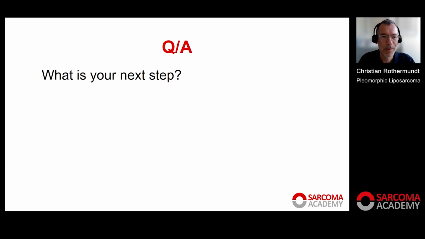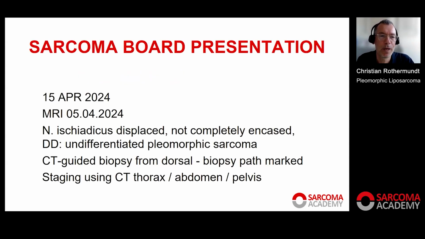So I'm going to proceed with my case. We actually present all these patients to our sarcoma board. So the MRI was presented. Again, there was a discussion about the sciatic nerve, which is displaced, but not completely encased. Our radiologist said he thinks it's an undifferentiated pleomorphic sarcoma, and we planned a CT-guided biopsy. The biopsy path was marked, and we decided to perform a staging CT scan, but also abdomen and pelvis because of the large extent of the tumor.